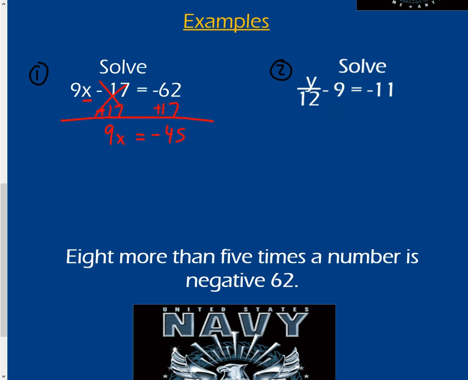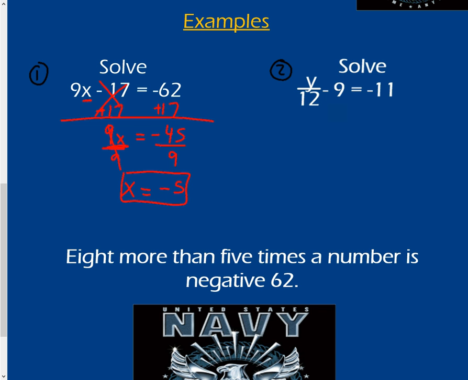Now step 3 says to eliminate whatever is attached to the variable. So if you look at this right here is 9x, or 9 times x. So the inverse of times is divide. So we're going to divide by 9. We don't want to divide by x because we want the x to stay there. We want that by itself. We want to just divide by the 9 to get rid of that. So if we divide by 9 there, we divide by 9 here, cancel out, and you get x equals -5.